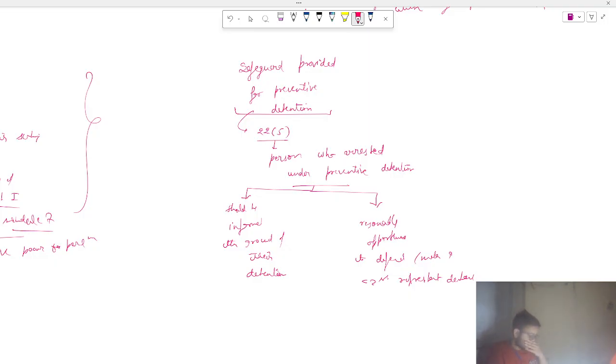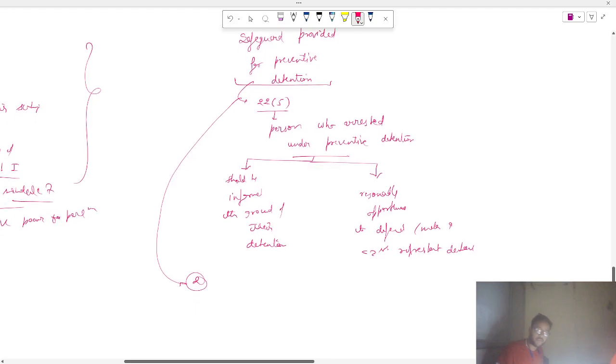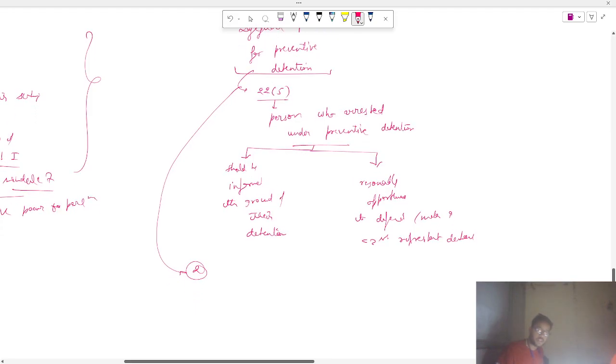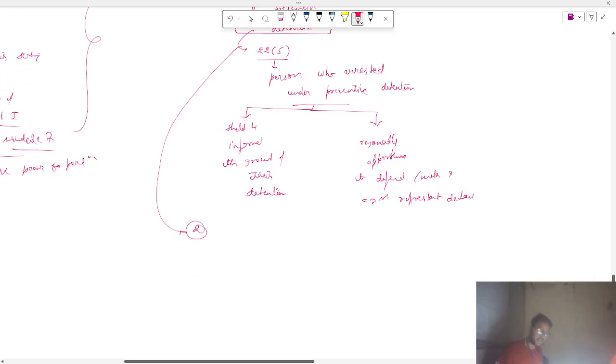Next, what is the time limit? That is the first safeguard. What is the second safeguard? Article 22 clause 5 says that a person arrested under preventive detention has the right to be informed of the grounds of detention and also the right to a reasonable opportunity to defend against it. And Article 22 clause 4, what is the time limit? Time limit on preventive detention. Basically, you have detained a person, but you have not said for how many days. So what is the time limit imposed by the legislature?